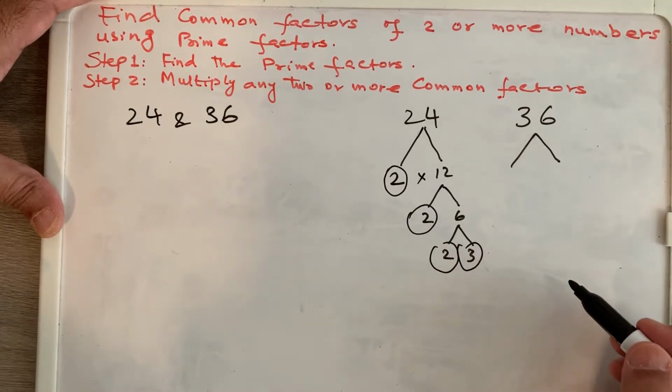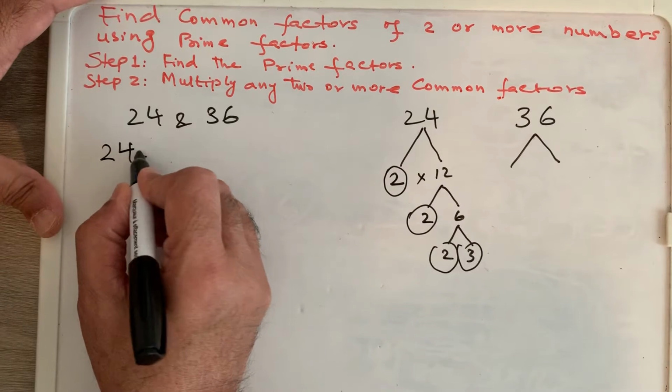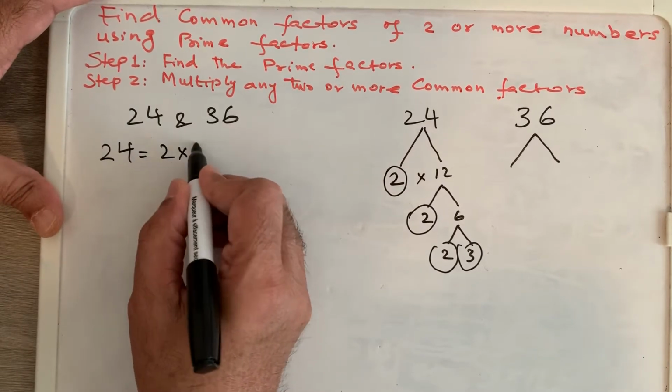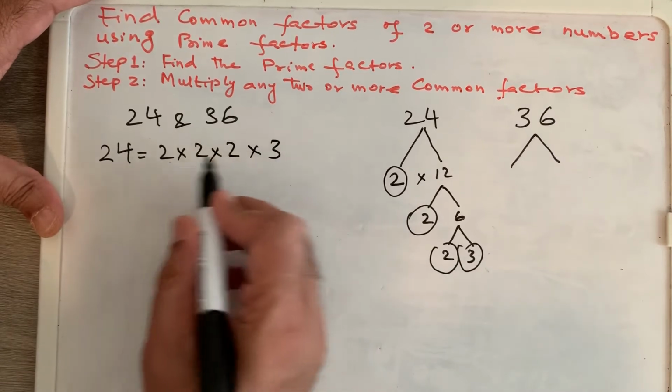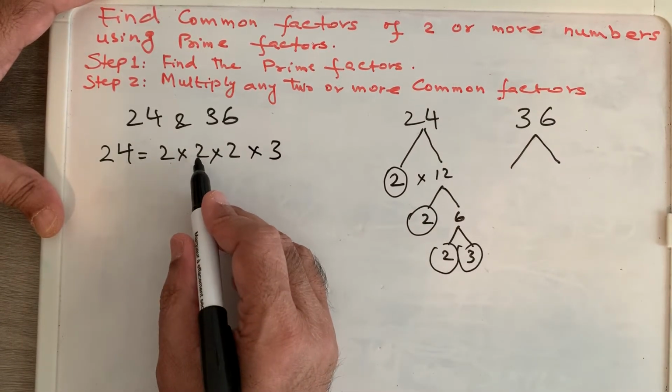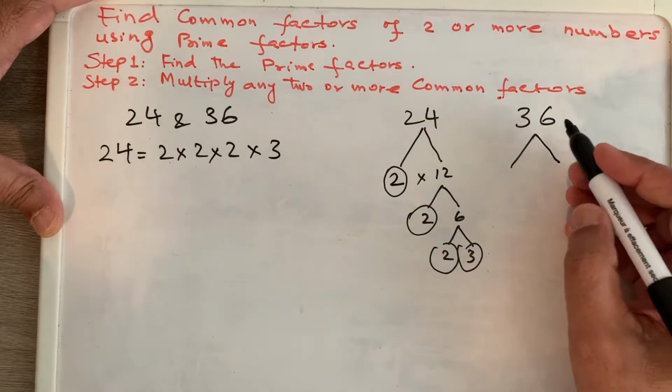So there is no further division, right? So I can say that the prime factors of 24 are 2 times 2 times 2 times 3. If you multiply all of them, 2 times 2 is 4, 4 times 2 is 8, 8 times 3 is 24. So you are good.